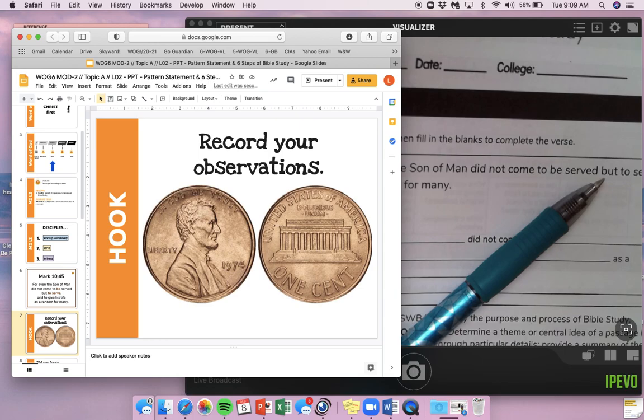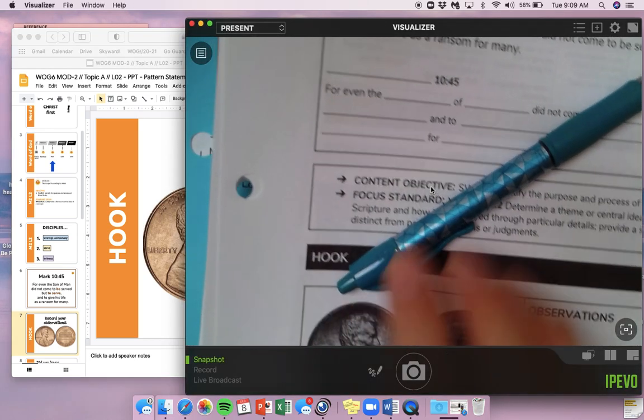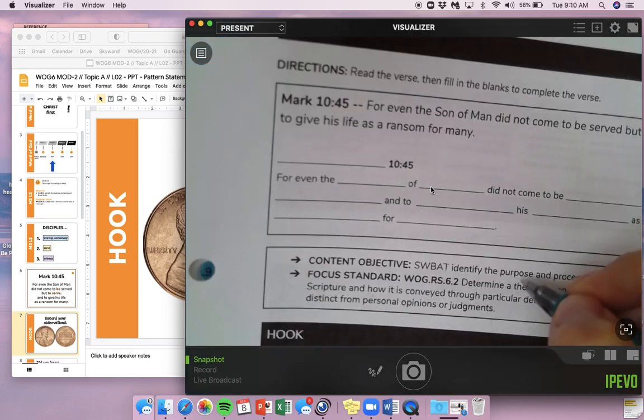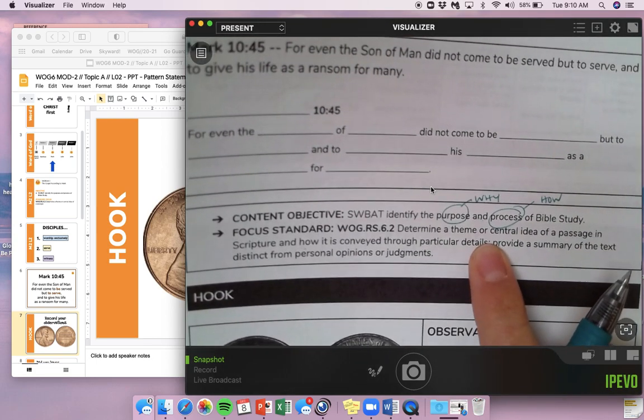Okay, here we go. On your paper, you're going to look down here. You see the objective is to identify the purpose and the process of Bible study. The purpose is why, and the process is how. Go ahead and write that on your notes so that your paper looks just like mine. Teachers, feel free to pause it here.